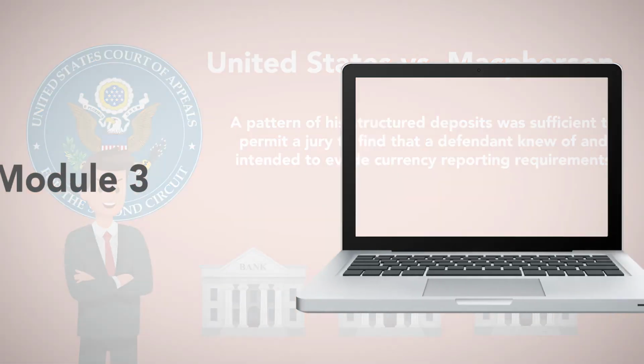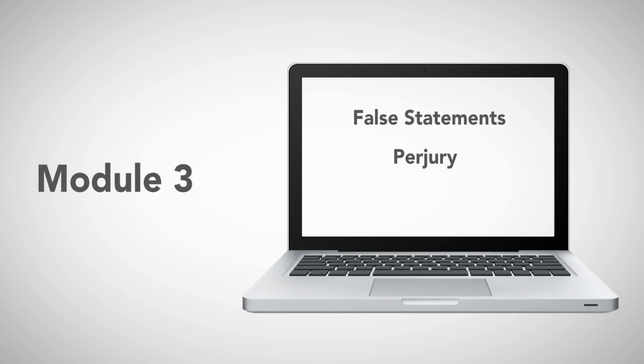In our next module, we'll look at false statements and perjury, including the expansive and some would call infamous Section 1001, which makes it a felony to lie to a federal official.